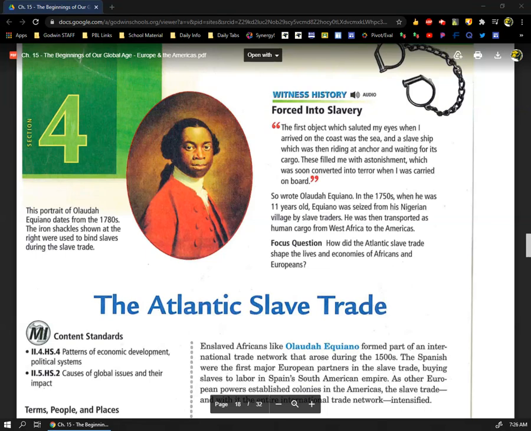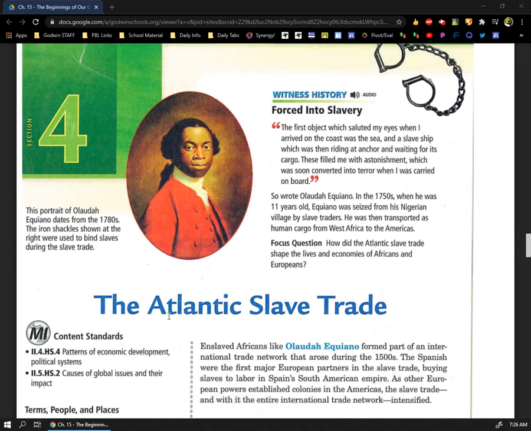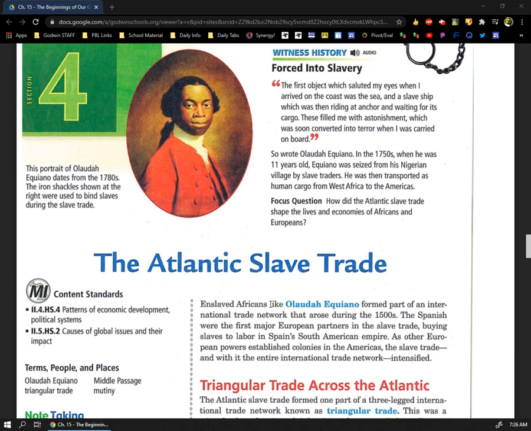Good morning, Mr. Daldis here with your Chapter 15, Section 4 reading on the Atlantic slave trade. Your focus question for this section will be, how did the Atlantic slave trade shape the lives and economies of Africans and Europeans? Section 4, the Atlantic slave trade.